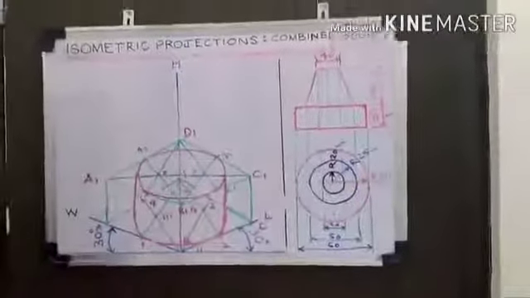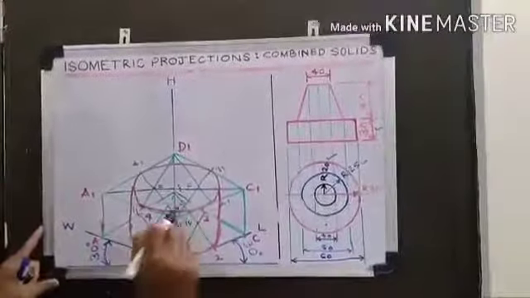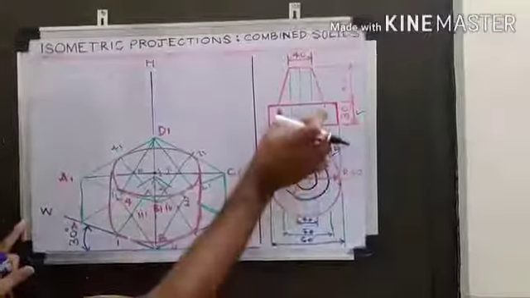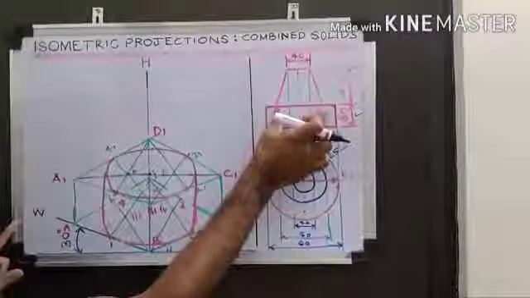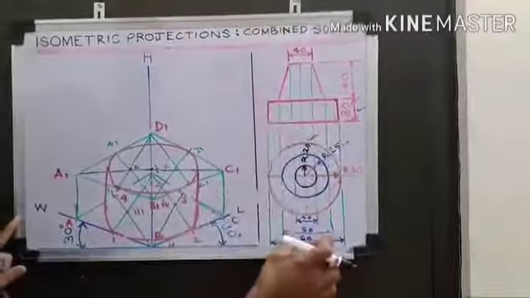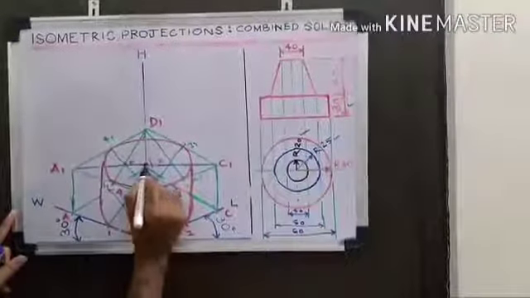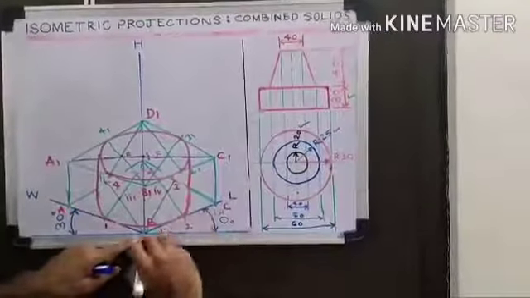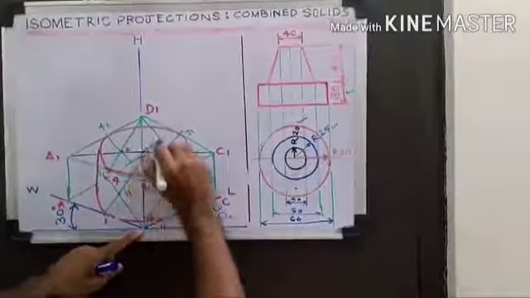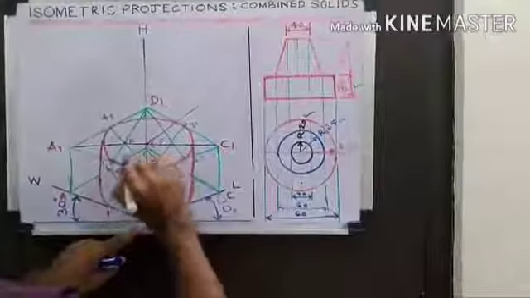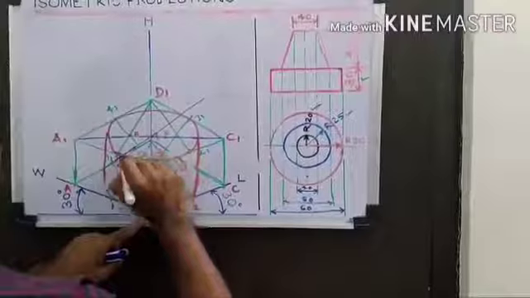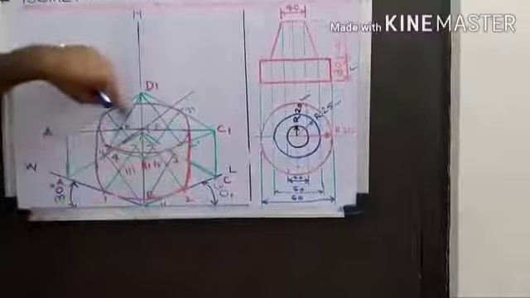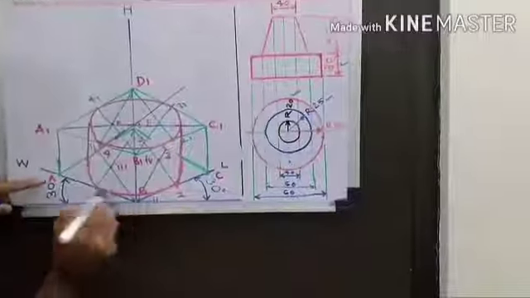Now how to draw the right circular cone first? Now look at this point. What is the base diameter of cone? 50. So therefore, from this point, remember, draw a parallel line to BC. I am drawing a parallel line to BC. Similarly, passing through this point, draw a parallel line to AB.